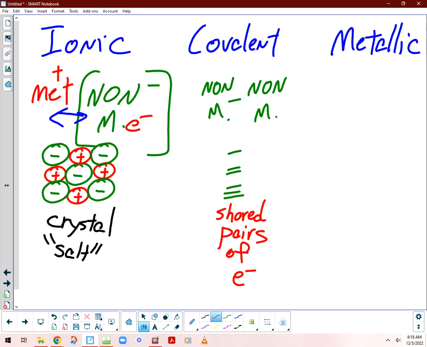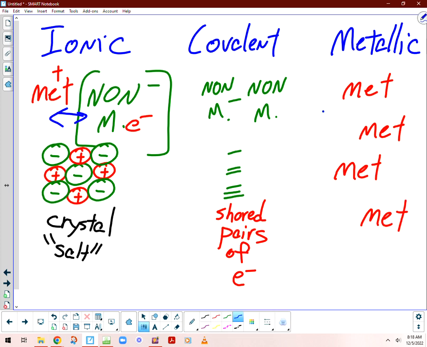And whereas with metallic, you've just got metals. Again, you're going to have a whole lot of these metals, and the electrons are going to end up bouncing from atom to atom, okay, and flowing freely, where they're just being shared. And again, that's what makes metals metals. They are very, very loose with their electrons. They don't hold on to them real tightly. They have no problem sharing them with their neighbors.